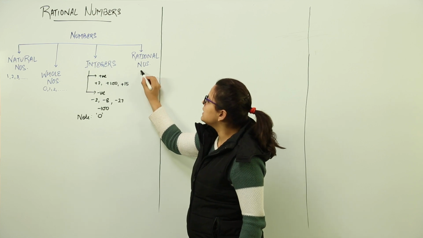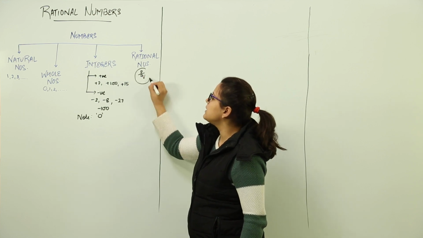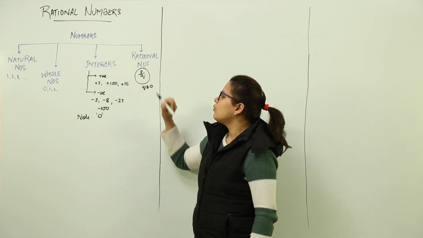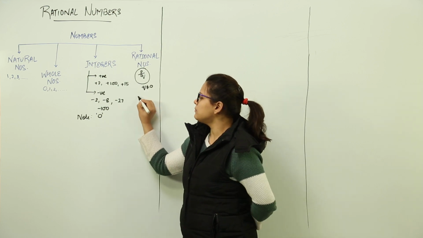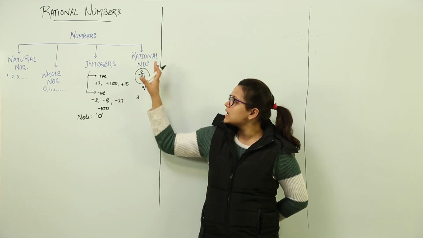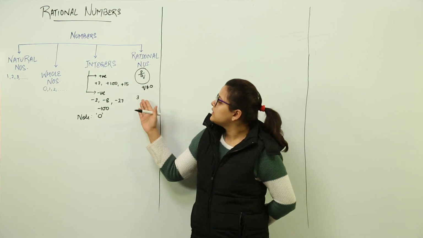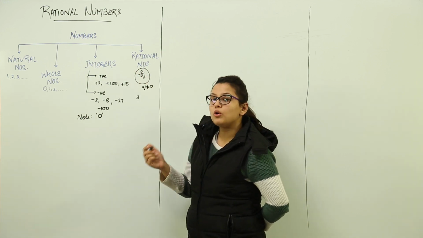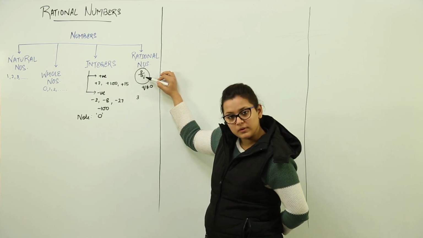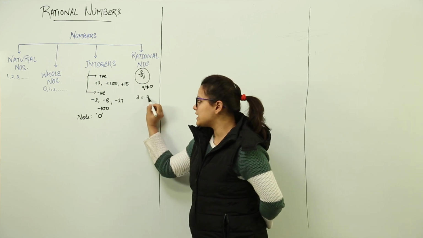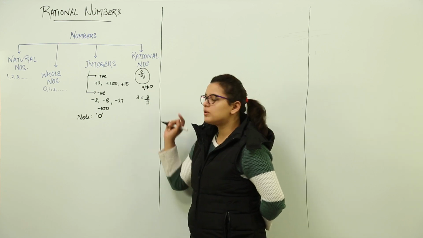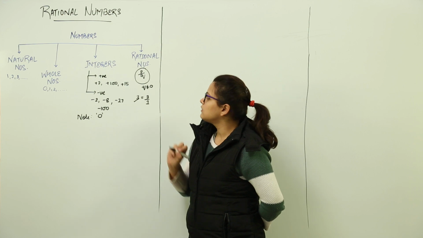Now rational number is any number that can be represented in P by Q form, where Q should not be equal to 0. What do I mean by this? Any number, say let's take 3. Now can you tell me 3 is a rational number or not? Let us check. 3 can be represented as P by Q form or not. What do you mean by P by Q form? This means it should have a numerator and a denominator. Now we know that 3 can be written as 3 upon 1, right? That means 3 can be represented in numerator upon denominator form. So 3 is a rational number.